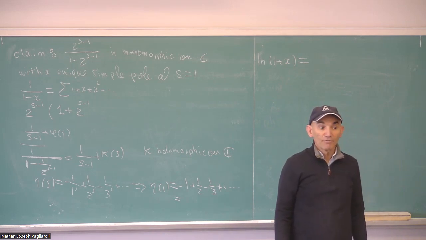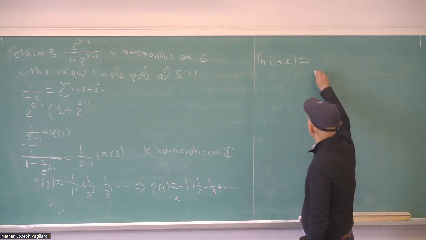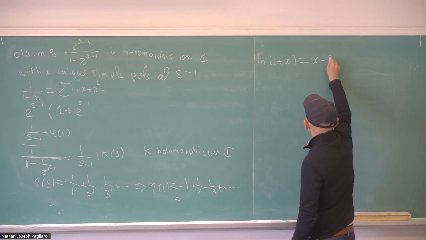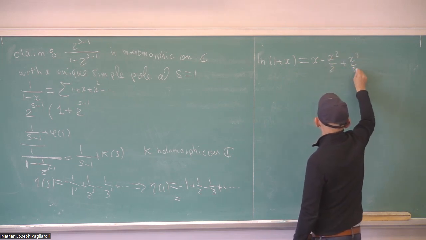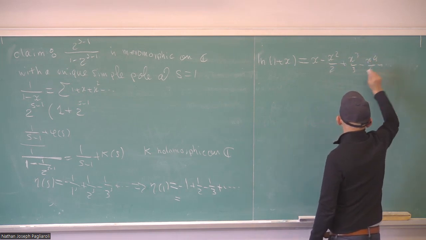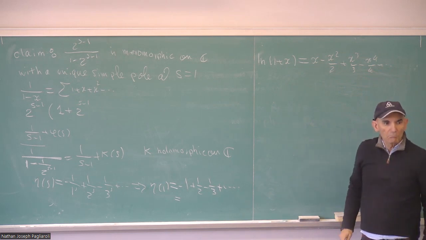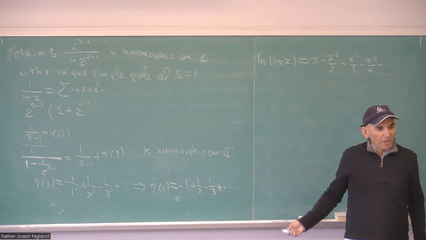With signs or without signs? With signs, because you get 1 minus x. Yeah. So this is x minus x^2 over 2 plus x^3 over 3 minus x^4 over 4. That's what it is. So how do you prove that?